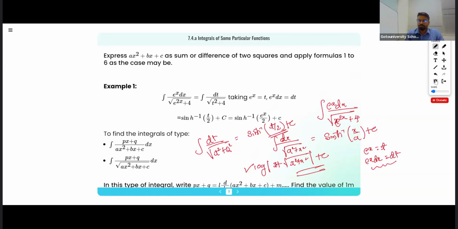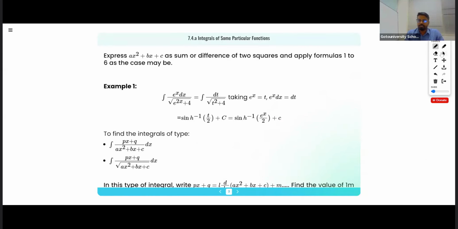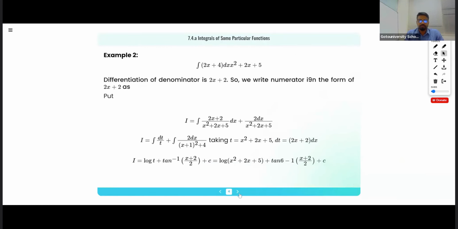Let's see one more example, shall we? Here the example is the integral of 2x plus 4 divided by x square plus 2x plus 5. How to integrate this? The problem here is the integral of 2x plus 4 divided by x square plus 2x plus 5.